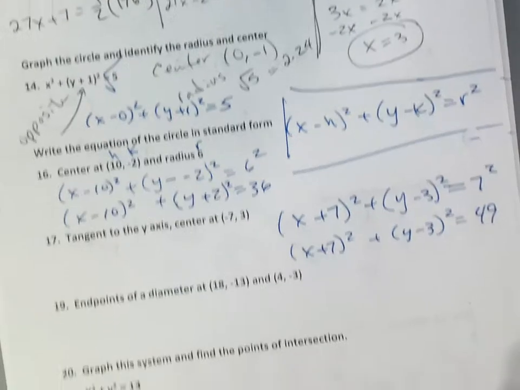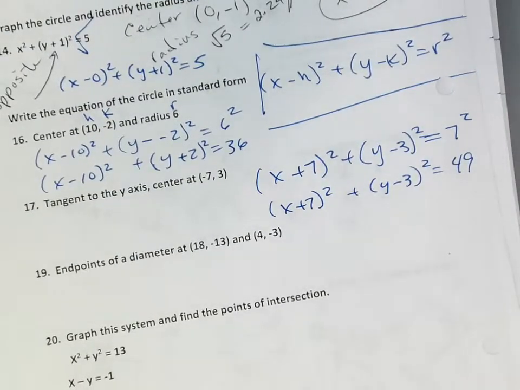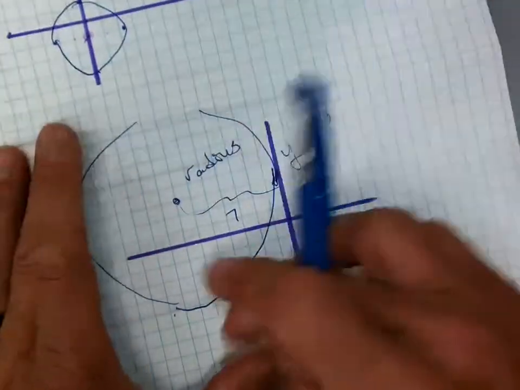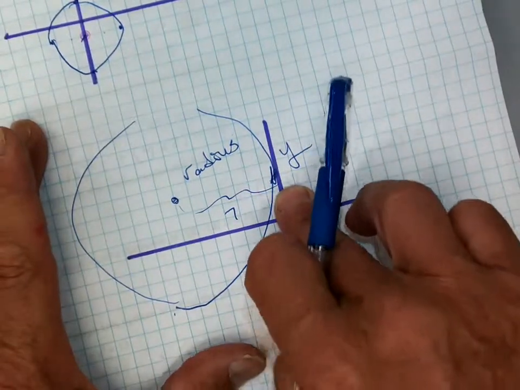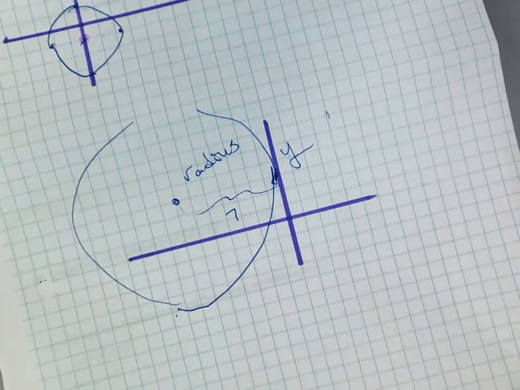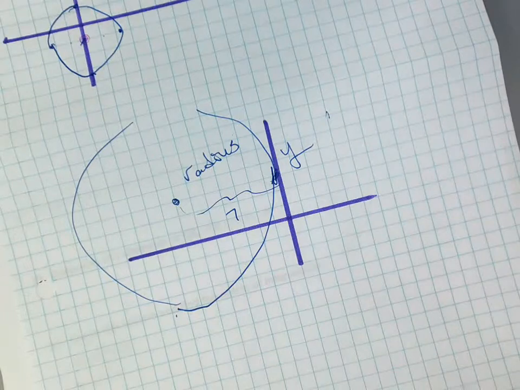Okay, we're almost there. Now 19 endpoints. Yeah, Karen? What is the tangent to the y-axis then? So that's the equation? Right. So it'd just be if you had to draw the circle and skim the y-axis. That's what it means, tangent. So tangent's a line that skims the circle, okay?